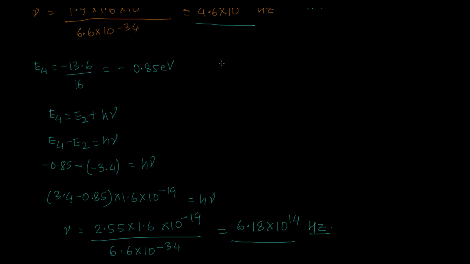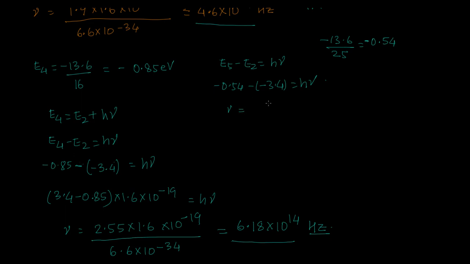You can similarly find out the transition from E5 to E2, and it will be E5 minus E2 is equal to h nu. And what is E5? It is minus 13.6 divided by 25, right? And what will that be? That will be minus 0.54. So E5 minus E2, that is minus 0.54 minus E2. E2 is minus 3.4, is equal to h nu.